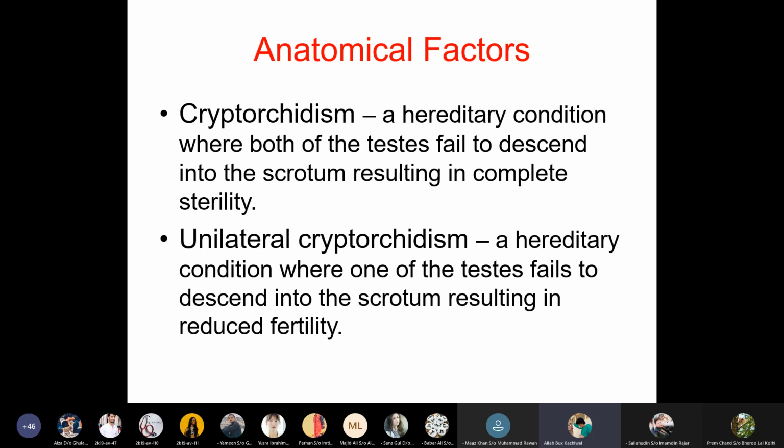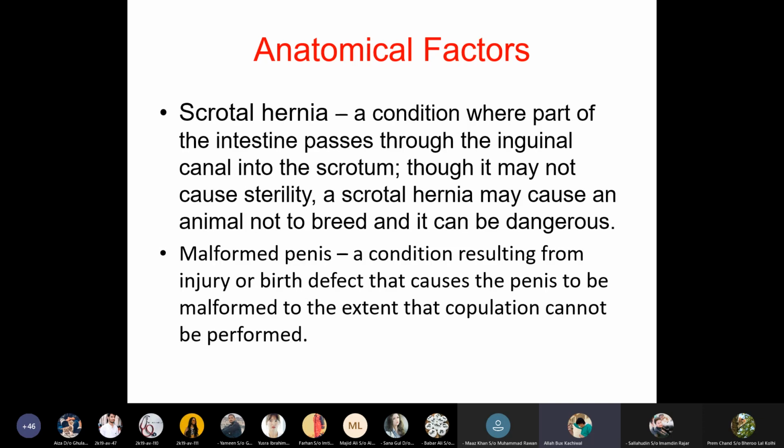Unilateral cryptorchidism, a hereditary condition where one of the testes fails to descend into the scrotum, resulting in reduced fertility. Scrotal hernia, a condition where a part of the intestine passes through the inguinal canal into the scrotum, may not cause sterility. A scrotal hernia may cause an animal not to breed, and it can be dangerous.